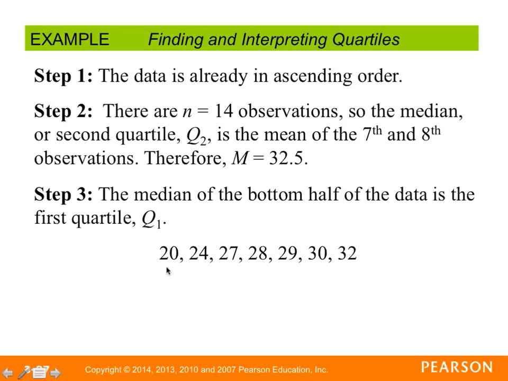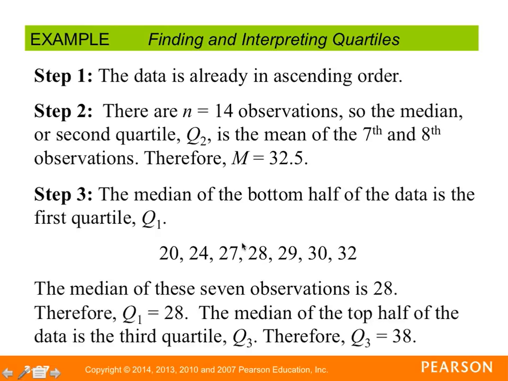So if you look at this, this is our bottom half of our data. And now we find the middle observation, it's 28. So that's our first quartile. So the median of these 7 observations is 28. Therefore, quartile 1, or the 25th percentile, is 28.